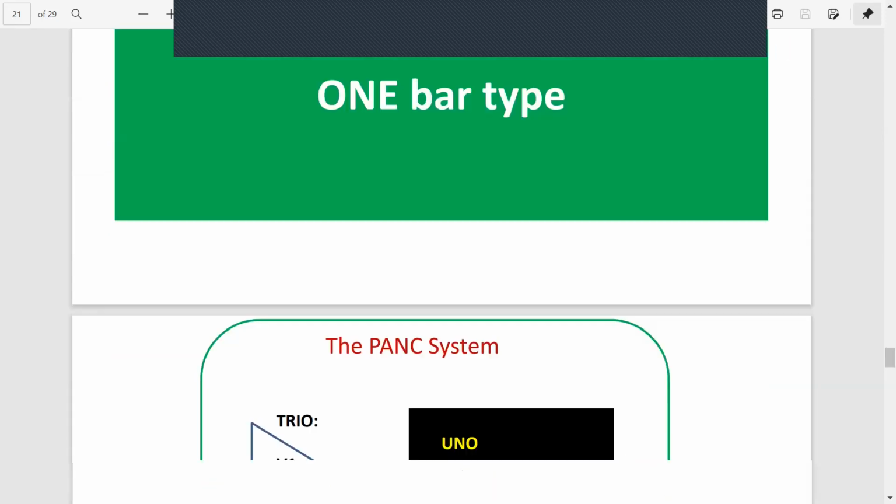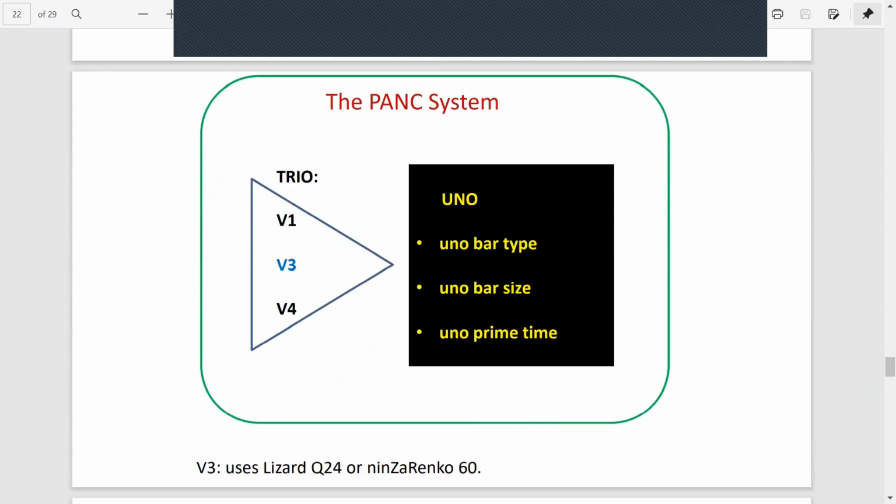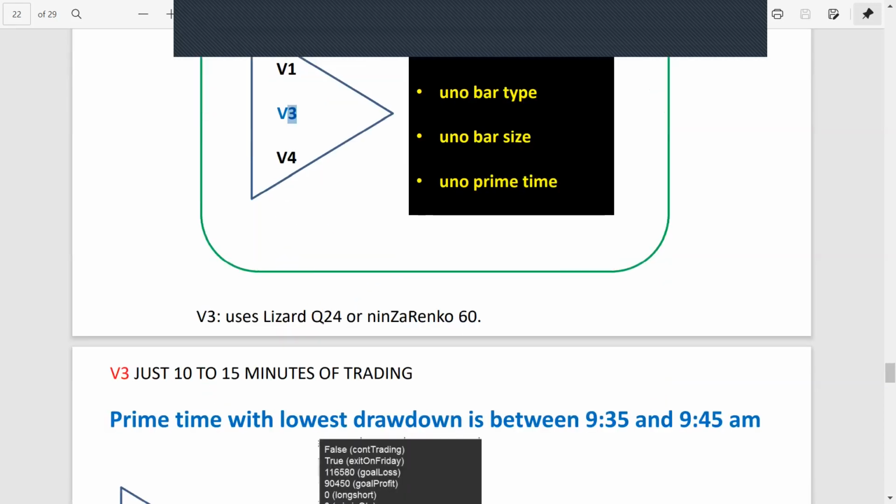So what is the one bar type? I have 3 strategies, V1, V3, and V4. For the V3, the one bar type is the Lizard Q24, which is a paid bar. And the free version is Ninja Renko 60. They trade similarly the same. And so you can take a choice whether you want to go with the free or paid version.